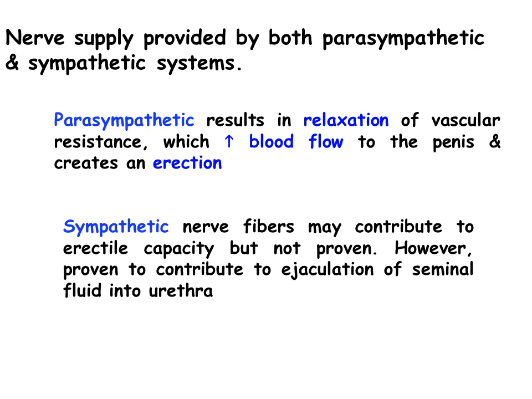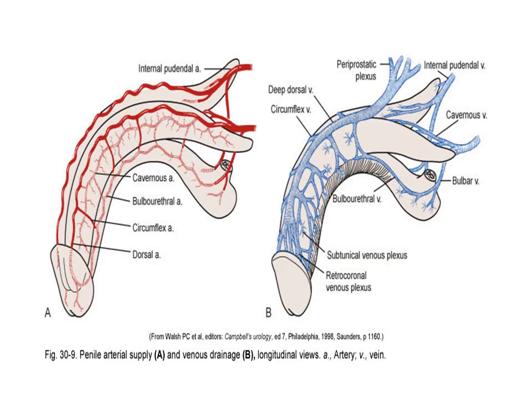Now, as mentioned earlier, nerve supply is very important and is provided by both the parasympathetic and sympathetic systems. The parasympathetic is important in relaxation, vascular resistance. So it's going to open up the blood vessels, which will increase blood flow to the penis, and this is what creates an erection. The sympathetic nerve fibers may contribute. There are many people who think they do, but they don't really understand and have not really proven that. However, we do know that the sympathetic nerve fibers do contribute to ejaculation of the seminal fluid into the actual urethra, so they are important. And this is obviously a picture demonstrating the various blood vessels, and then also coming in, so the arterial supply, and then the venous drainage on the right.